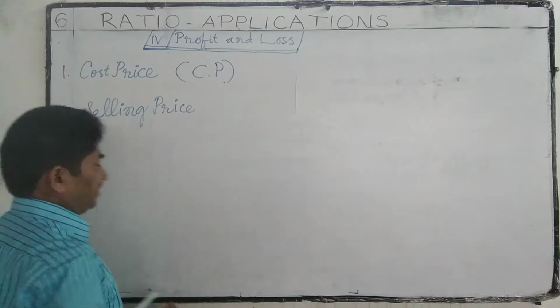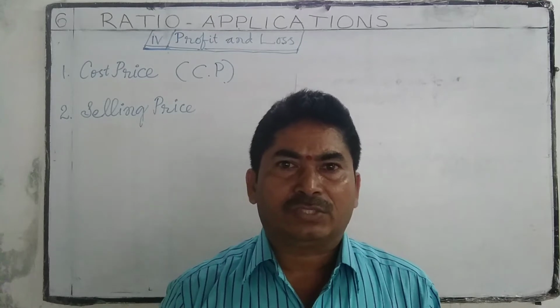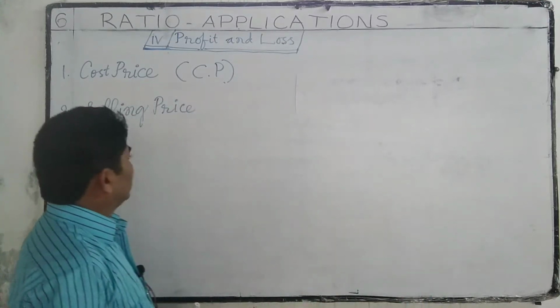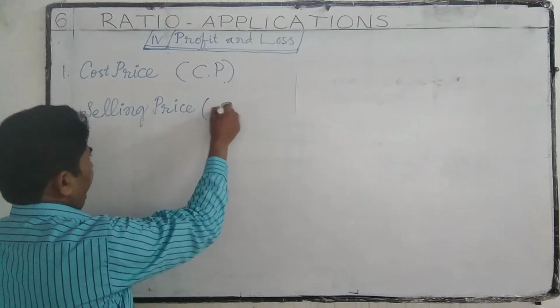Next, what is a selling price? The price at which an article is sold is called selling price. Selling price is abbreviated as SP.